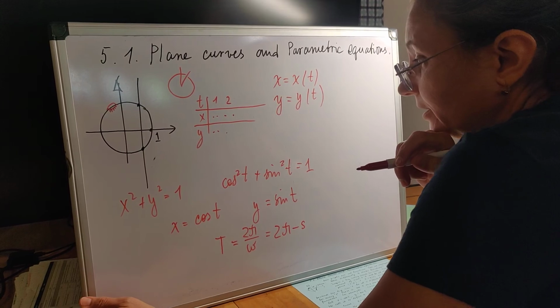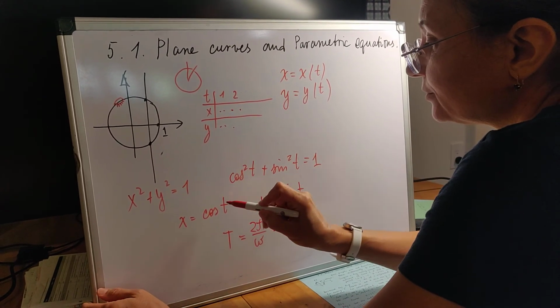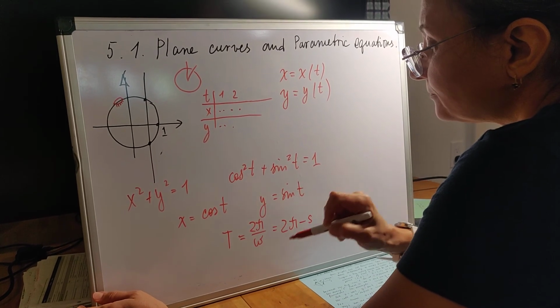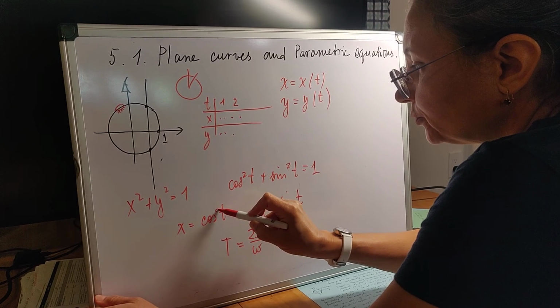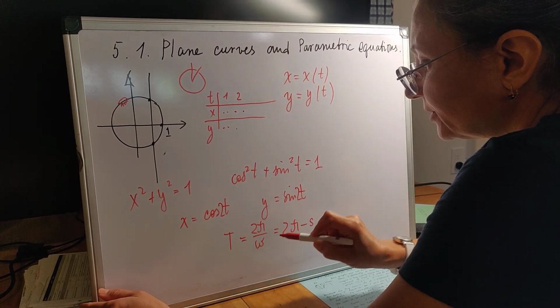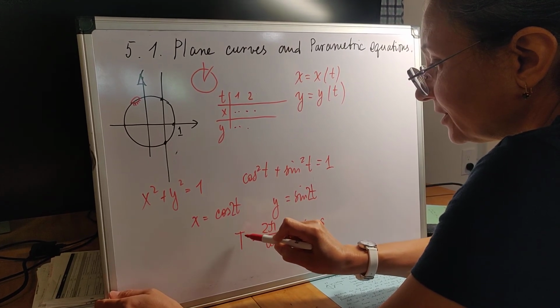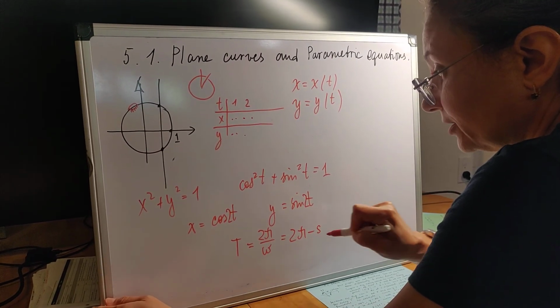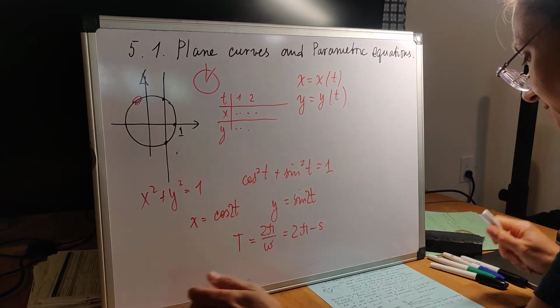Can it move faster? Yeah, it can move faster. It can move twice faster, 3 times faster. Then we are going to have a different number over here. For example, how to make it move twice faster? Well, I'm going to put 2 over here and 2 over here. And that's going to give me omega equal to 2. And the time for one circle is going to be pi, which is around 3.14, just 3 seconds.